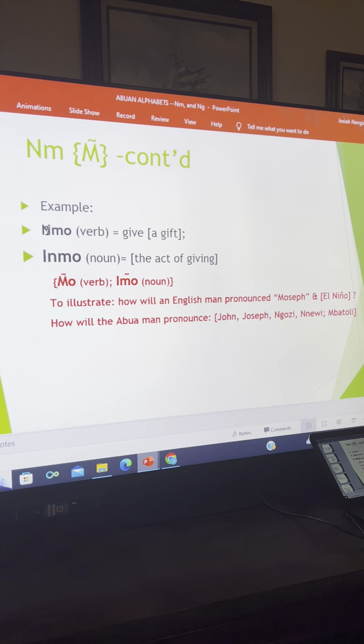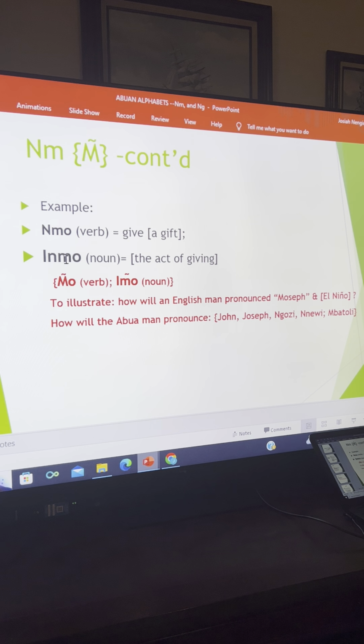The N would not sound. It will be silent. Or at best, it will have a sound. All right? So this is Imo. That's how they spell it. But it should have been this. See? E, me, O. Because this is a special character, Imo.